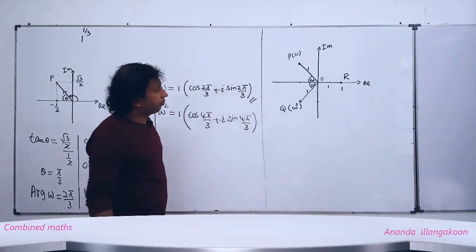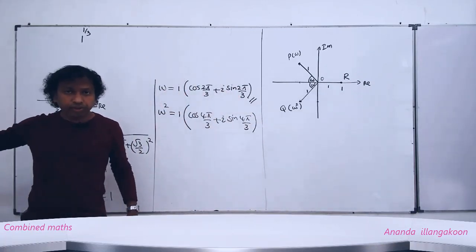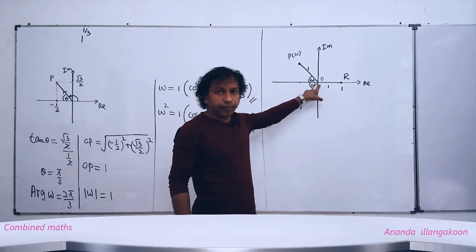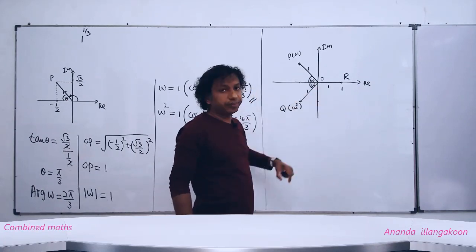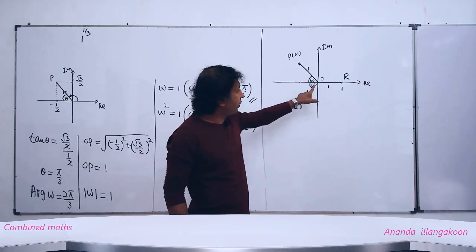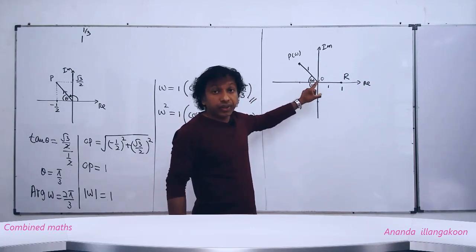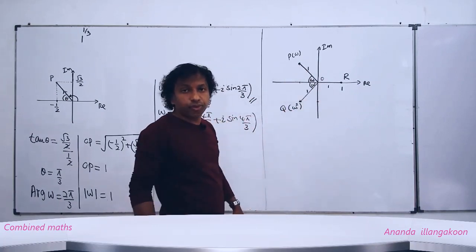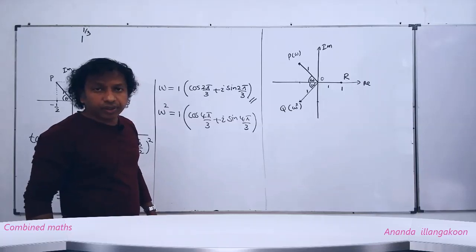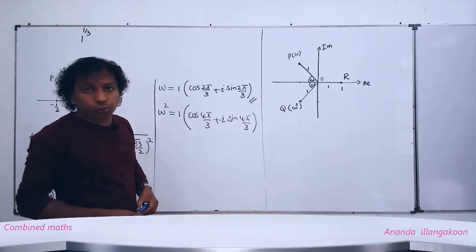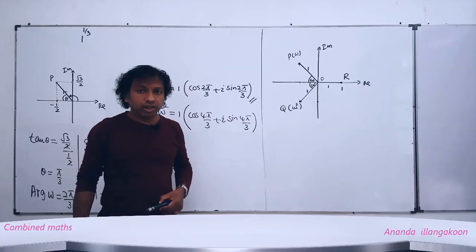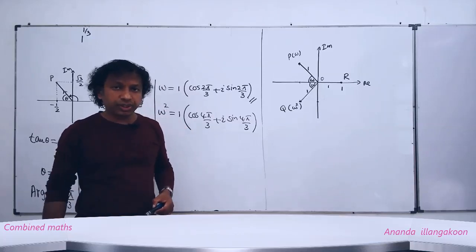Even now you can see, when we draw a circle taking the origin as the center and radius as 1, that circle passes through these 3 points P, Q, and R. So therefore, by this we can say the answers of the cube root of 1 lie on a circle on the Argand plane with center at the origin and radius 1.